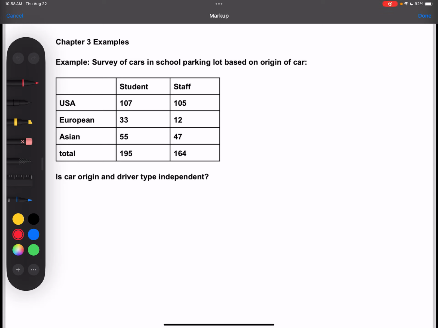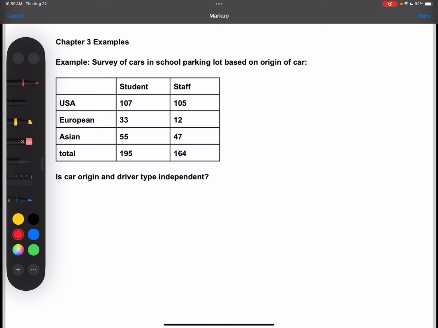Okay, so this is a survey of cars in a school parking lot based on the origin of the car. So basically, who's the maker of the car. And then it's based on students and staff for the breakdown as well. You can see all that in the table. And ultimately, we want to know, is car origin and driver type independent?